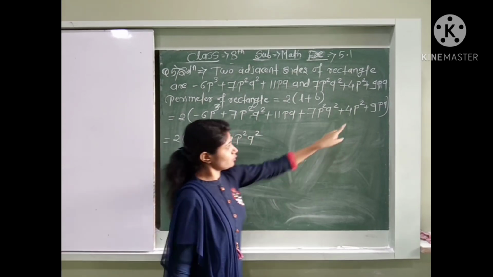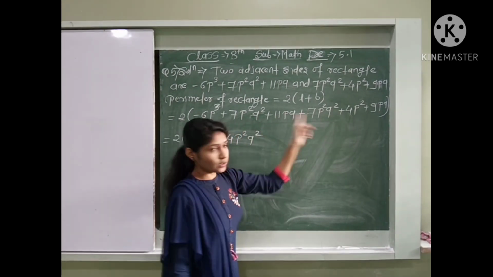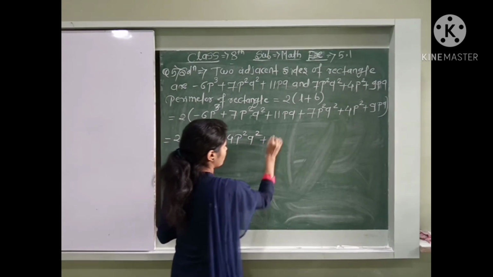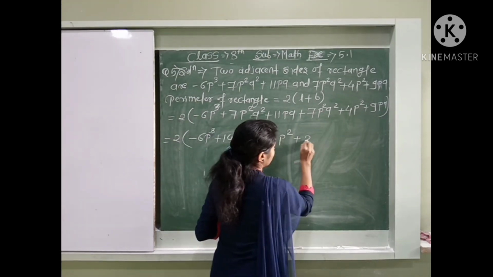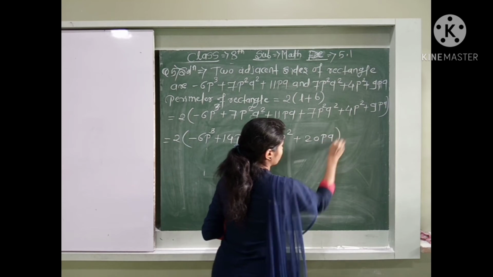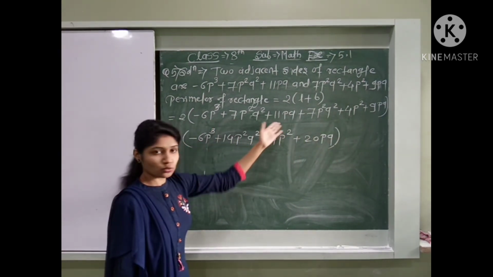Okay, but before that, we have the one term 4p square. It is also an unlike term, so we have to mention 4p square. Then 11 plus 9 is 20p cube. Okay, now we have added these two expressions.